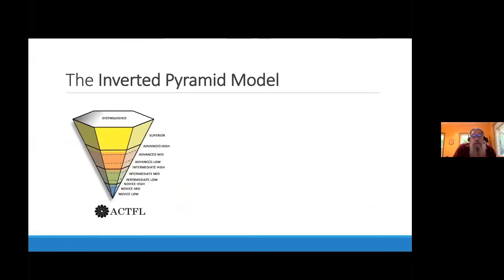So within the inverted pyramid, we see what are called sublevels. There are 3 sublevels for each major level. The first level is the low, and that is a person who meets all the criteria of that level, but barely. They're just hanging by a thread, like our friends, the spiders here. For example, an intermediate low can create with the language. They can function at the sentence level, but they're just making it. So that's where the low sublevel is.